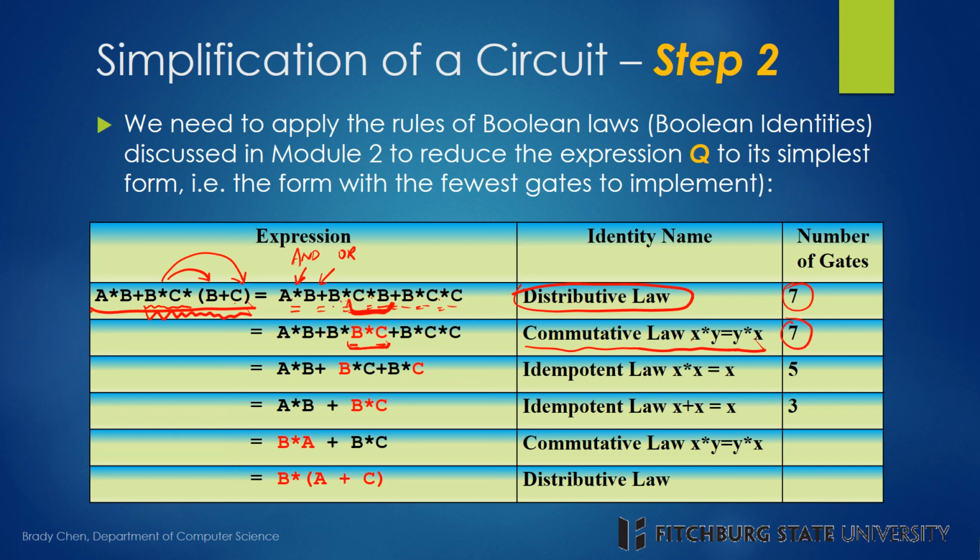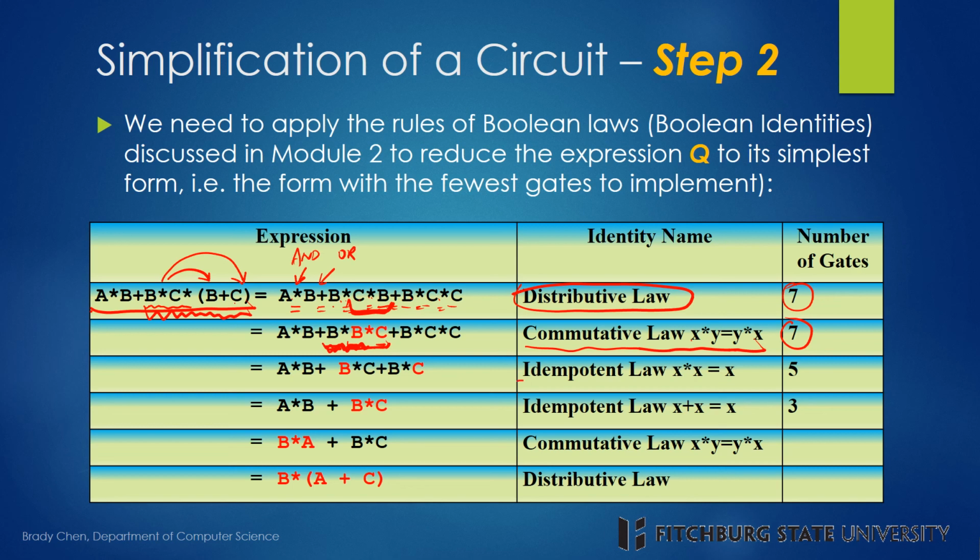And then the next one, you have a B times B. So we can take a look at this B times B. We find out we can simplify this part, because B times B is the same as B.